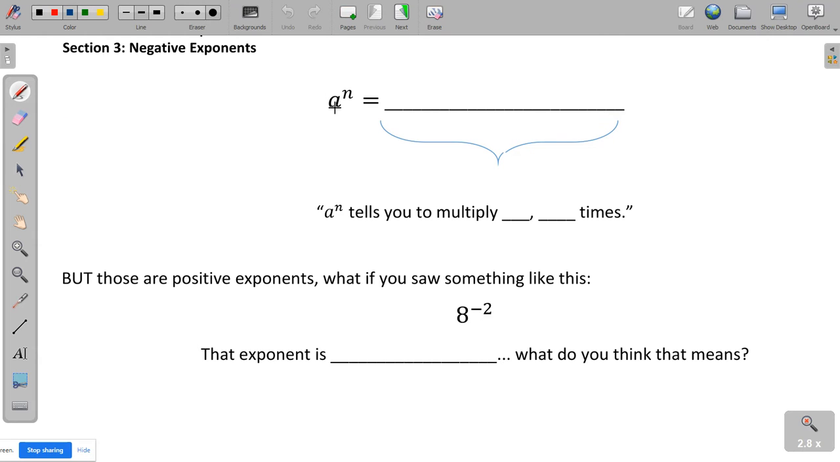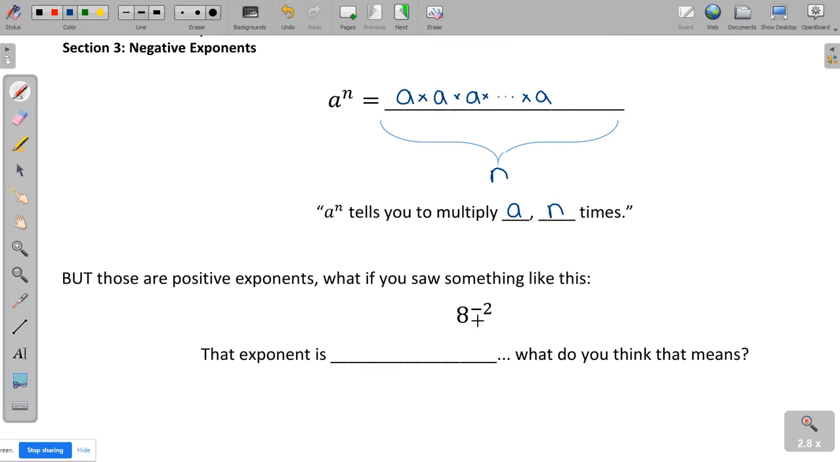Today we are going to be looking at negative exponents. So a to the n is the same thing as a times itself n amount of times. So a to the n tells you to multiply a n amount of times. But those are for positive exponents.